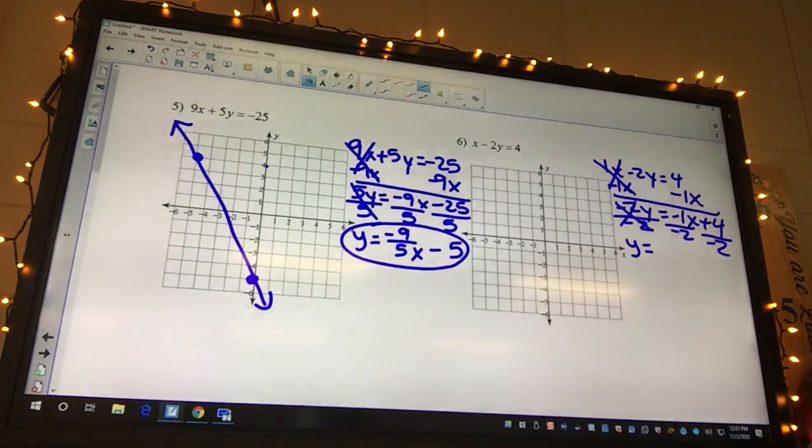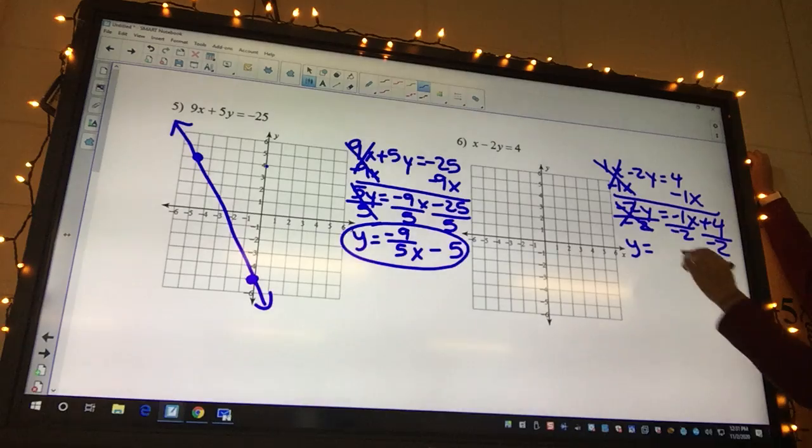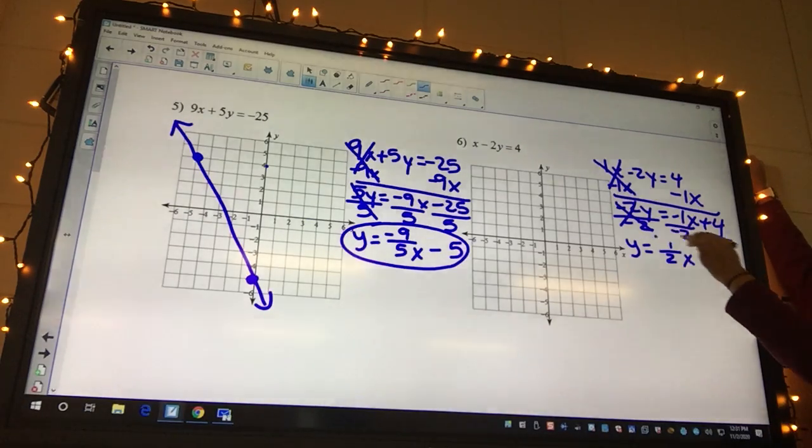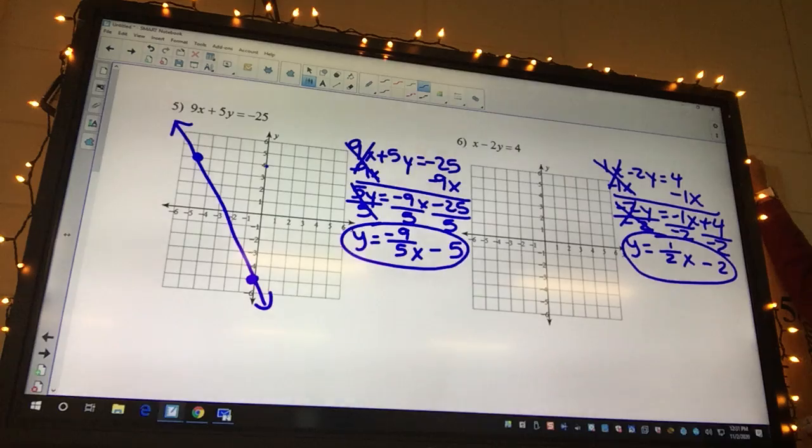Now on this one, 1 over 2 is still going to be 1 over 2, but a negative divided by a negative is positive, so it's going to be positive 1/2 x. And if you didn't have that 1 there, then you're going to end up having x over 2, and you're like, I don't know what to do. So make sure that you put the 1s with the x's. So 4 divided by 2 is going to be 2, and there's a negative, so it's going to be negative 2.